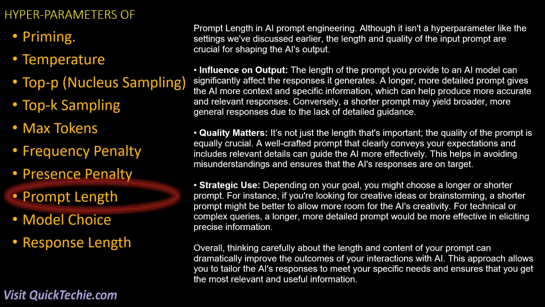Prompt length in AI prompt engineering. Although it isn't a hyperparameter like the settings we've discussed earlier, the length and quality of the input prompt are crucial for shaping the AI's output. Prompt length explained. Influence on output. The length of the prompt you provide to an AI model can significantly affect the responses it generates. A longer, more detailed prompt gives the AI more context and specific information, which can help produce more accurate and relevant responses. Conversely, a shorter prompt may yield broader, more general responses due to the lack of detailed guidance.